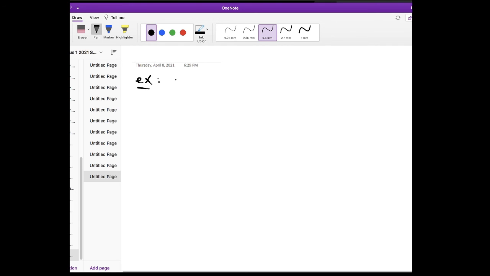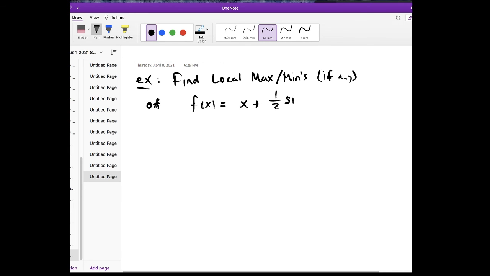Walk around. All right, let's say find local maxes and mins, if any, of f of x is equal to x plus 1/2 sine of 2x, and let's say on 0 to 2 pi. Okay, so let's meet back at 6:35, and we'll go over this one.